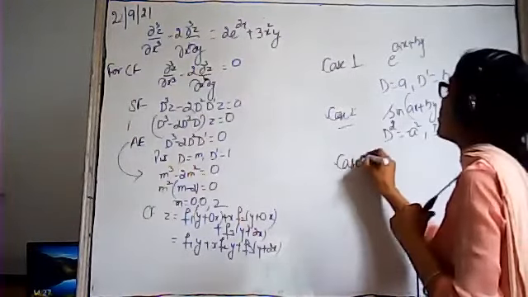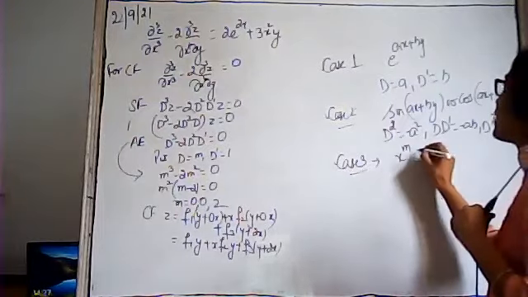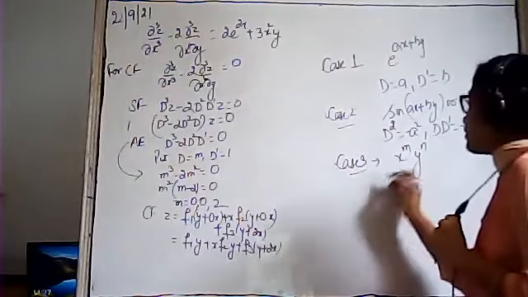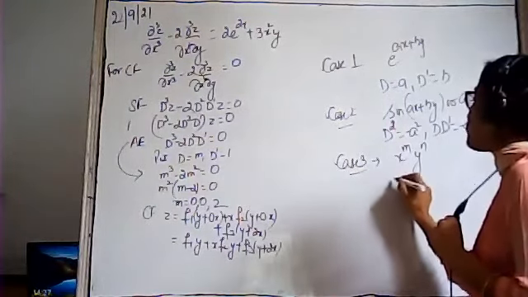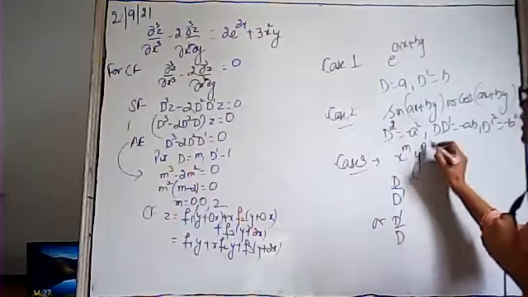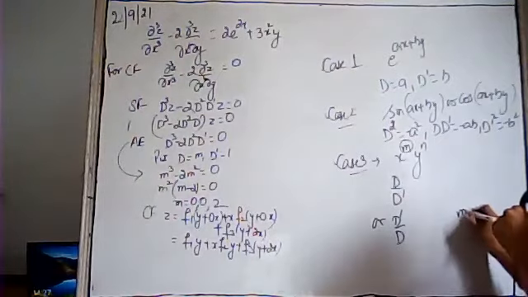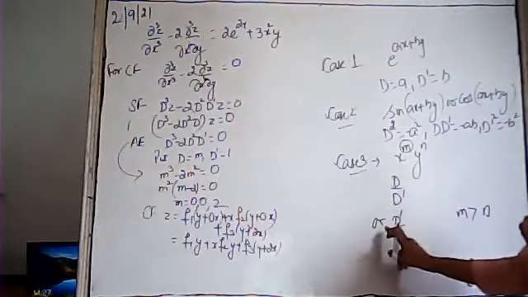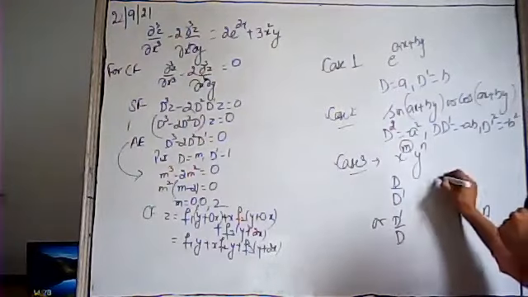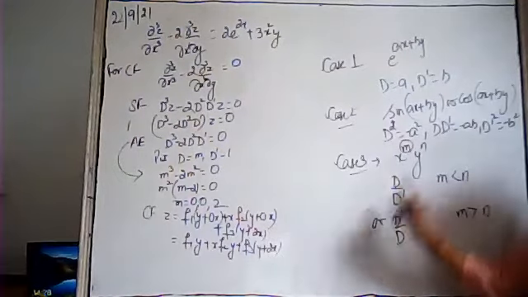Now we have case number 3. In case number 3, if we have a term of the form x^m y^n, in that case we will make our denominator in the form of D/D' or D'/D, depending upon the value of m and n. If we have m greater than n, in that case we are to make the form D'/D. And if we have m less than n, in that case we are to make the form D/D'.